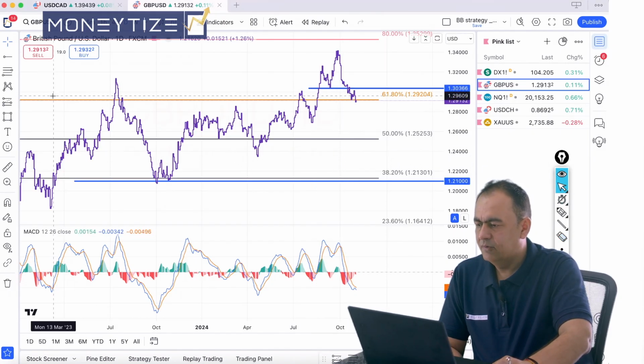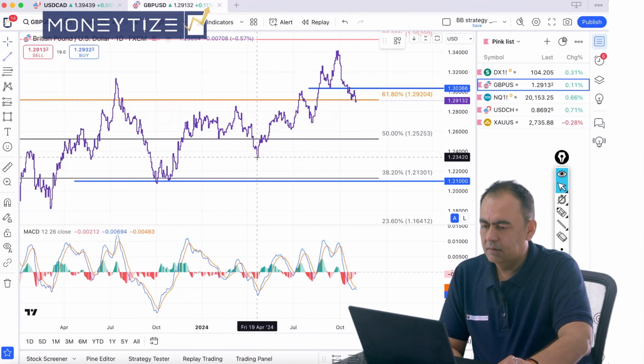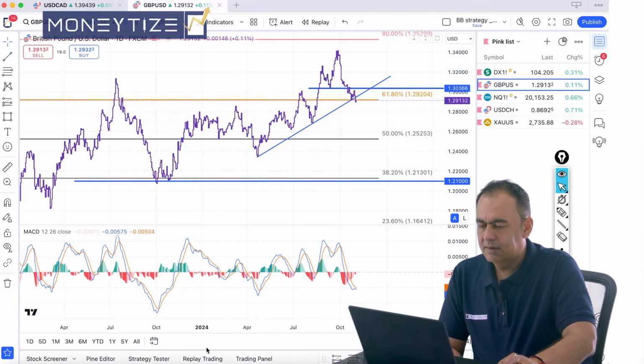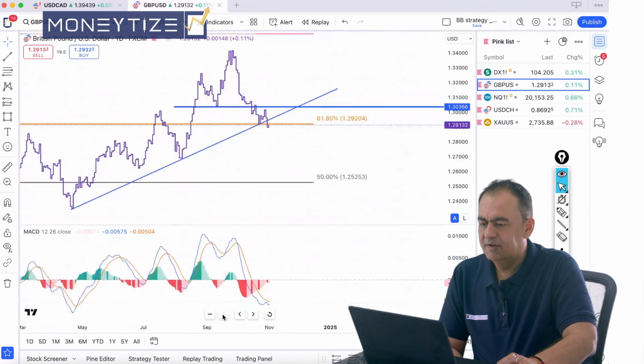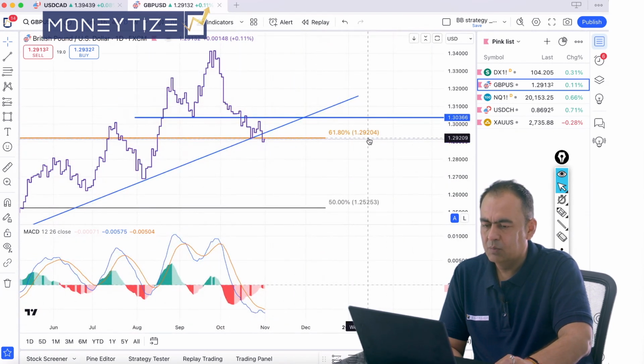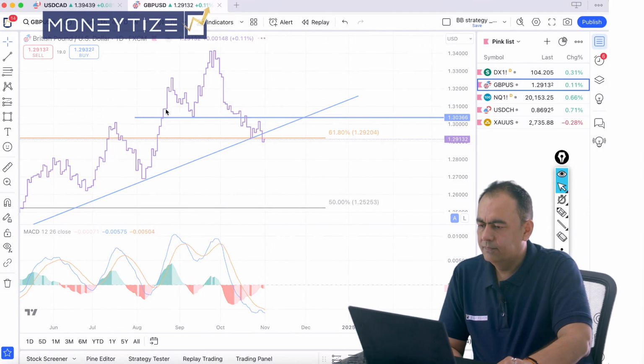In fact, I'm going to apply a rising trend line here. I'll be connecting a trend line here, and the sellers have breached the trend line, and currently pound dollar is trading slightly lower than FR 61.8, that's 1.2920. Now moving to 4-hourly chart.